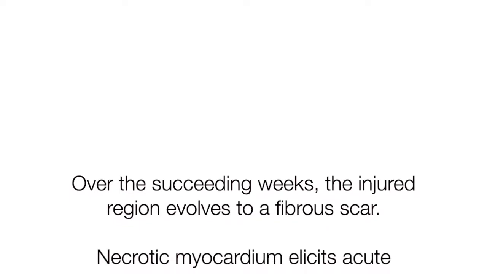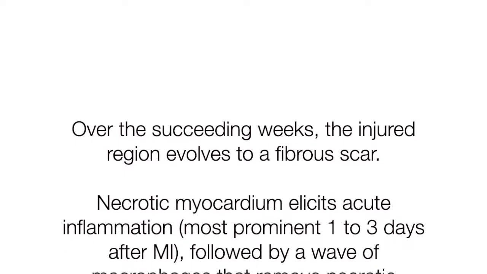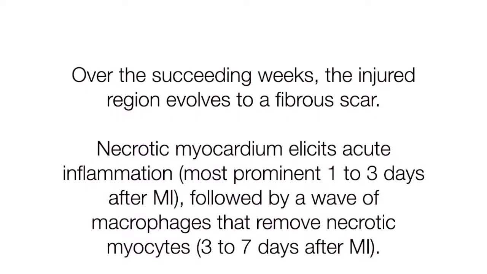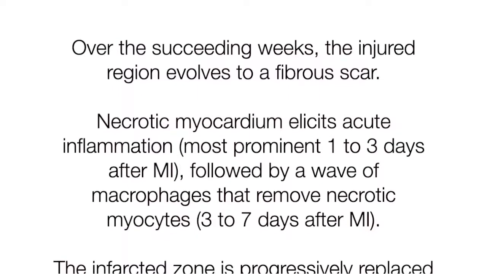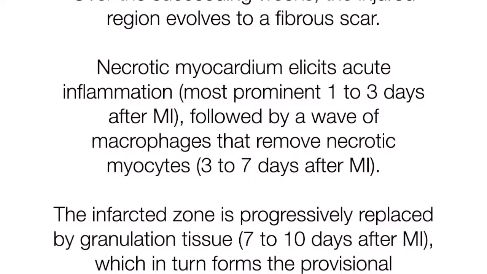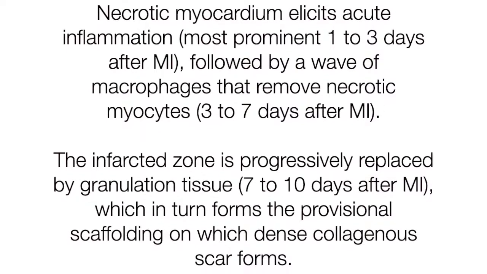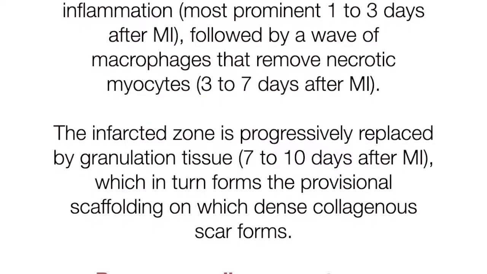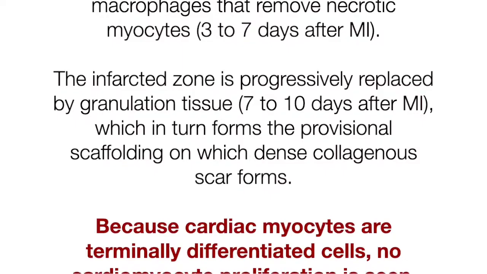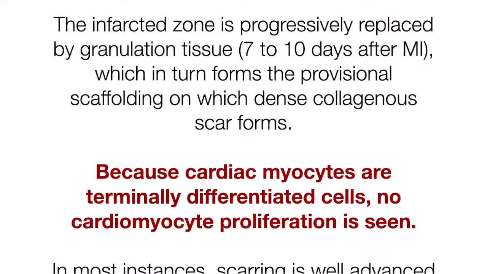Necrotic myocardium elicits acute inflammation, most prominent 1 to 3 days after myocardial infarction, followed by a wave of macrophages that remove necrotic myocytes, about 3 to 7 days after myocardial infarction. The infarcted zone is progressively replaced by granulation tissue 7 to 10 days after myocardial infarction, which in turn forms the provisional scaffolding on which dense collagenous scar forms.